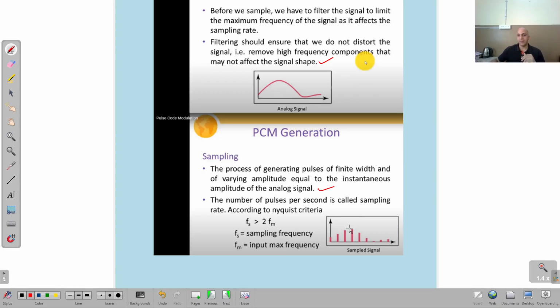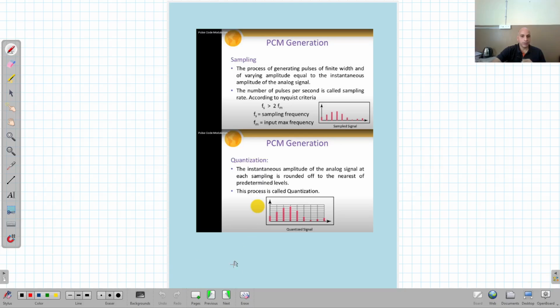This is called sampling. The number of pulses per second is called sampling rate. So we have learned that according to Nyquist criteria or sampling theorem, Fs, sampling frequency, should be greater than 2 times the maximum frequency component present in the information signal. We have learned about it, right? So this condition is satisfied during the sampling, right?